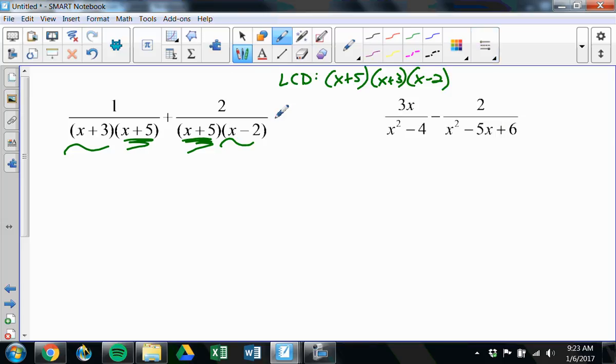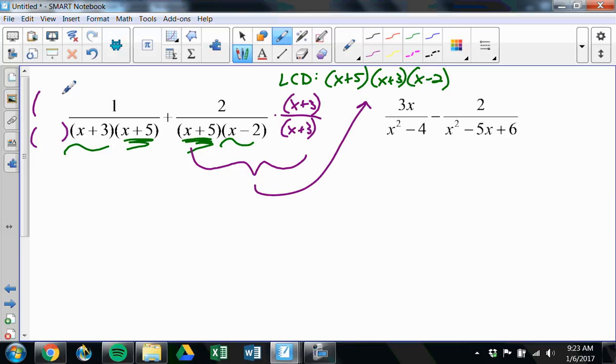I'm going to multiply the top and the bottom of the right side by x plus 3. That makes this look like this. And I'll multiply the right side, see if you can figure out what I'm going to do, by x minus 2. So I get x minus 2 plus 2 times x plus 3.